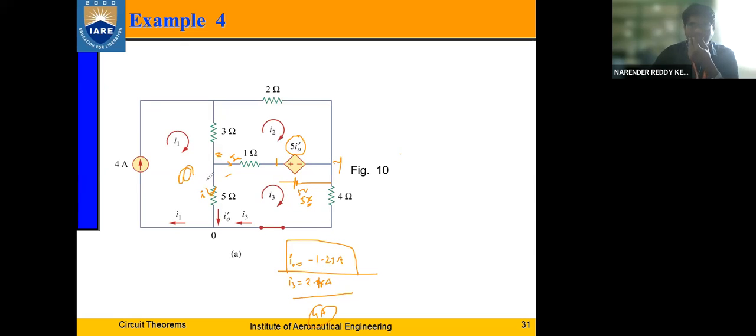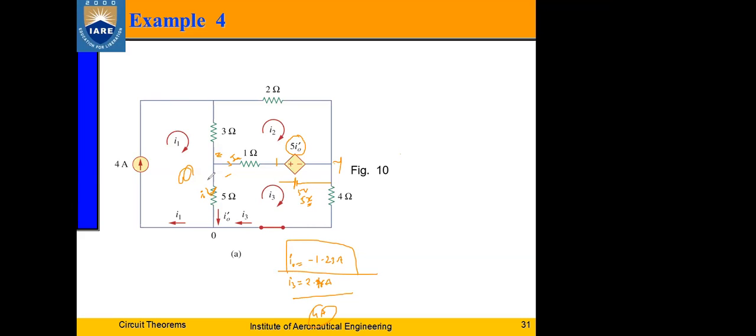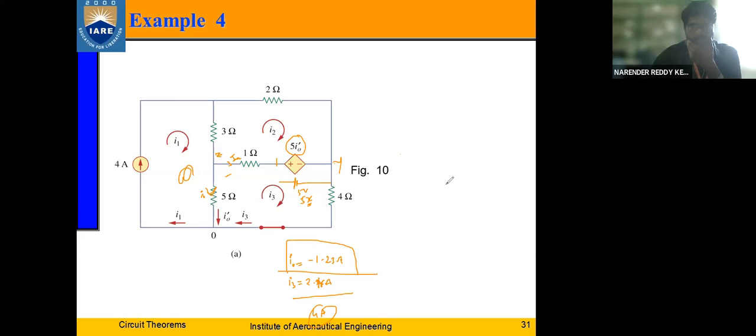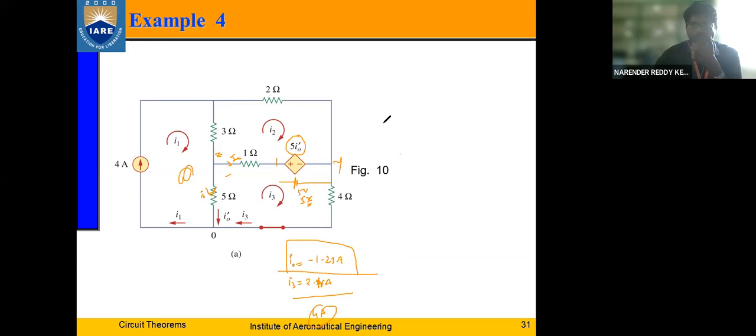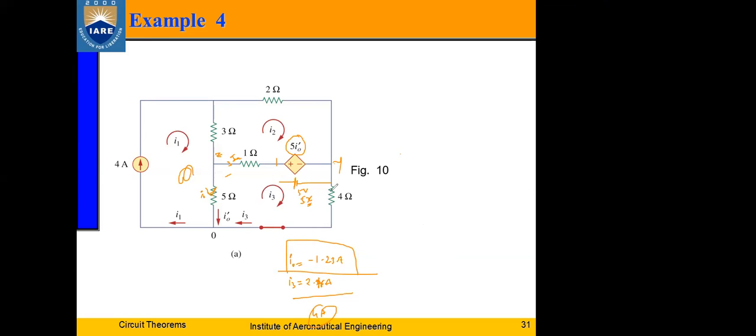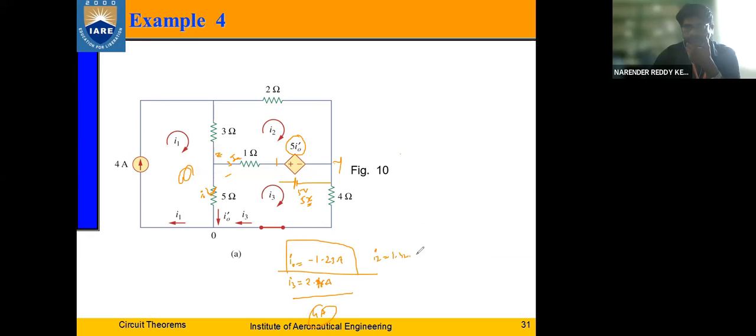Can you check your answer once again, or verify that with the KCL? Yes, sir, I'm doing that. Okay, I3 is equal to 2.9. So I2 is 1.42. Okay, I2 is equal to 1.42 amperes.